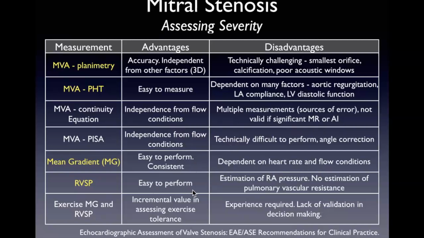RVSP is easy to perform, but there are caveats to that as well. You have to estimate the right atrial pressure, and there are challenges with how accurate that is, and you don't estimate the pulmonary vascular resistance. And then once again, you can look at the exercise response. The ones highlighted in yellow are our go-to routine parameters for assessing severity of mitral stenosis: planimetry, pressure half time, mean gradient, and RVSP. That's pretty much bread and butter for mitral stenosis assessment, right?